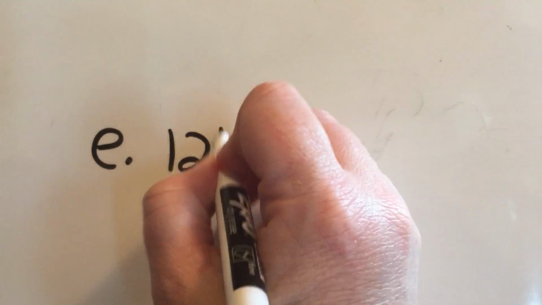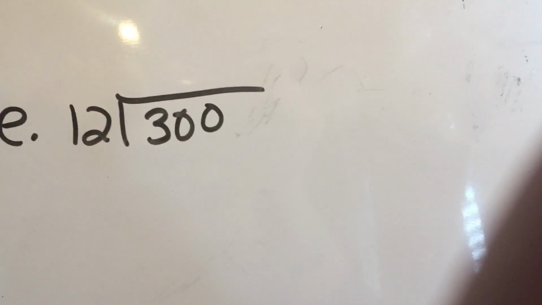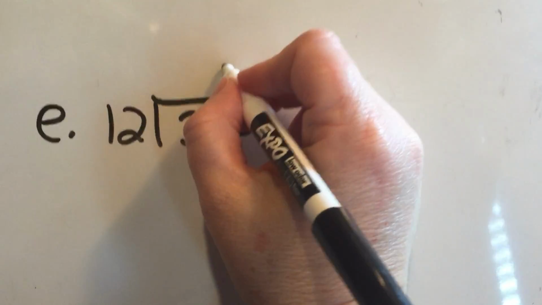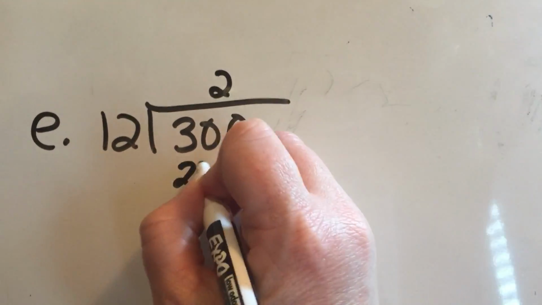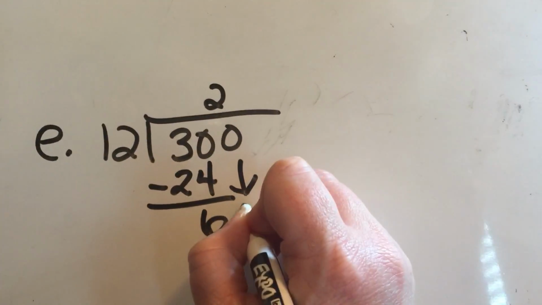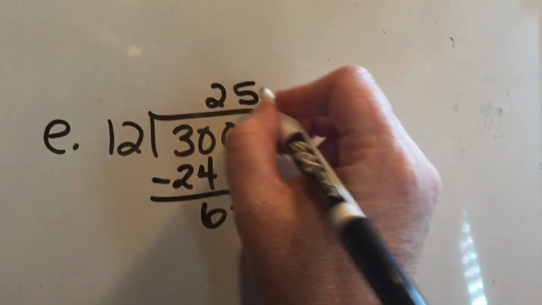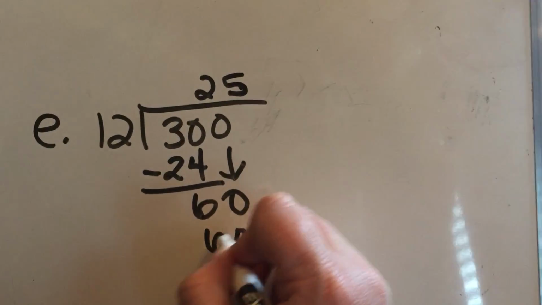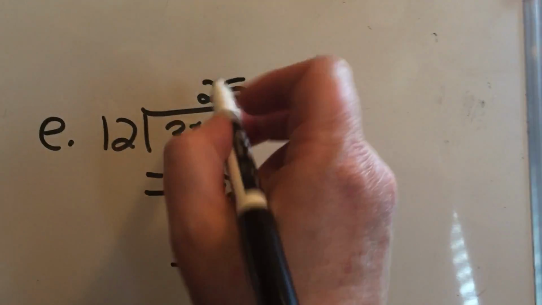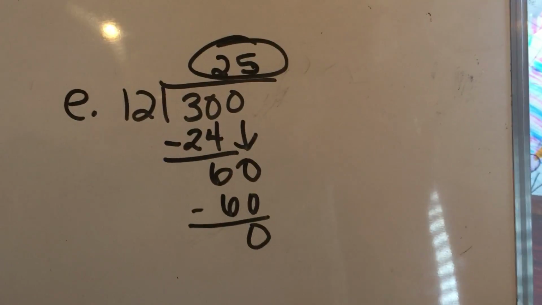E, 300 divided by 12. Okay, 12 will go into 30 2 times. 2 times 12 is 24. Subtract, bring down the 0. 60 divided by 12 is 5. 5 times 12 is 60. I know I'm going quickly on these. If you need to, just go ahead and pause the video.